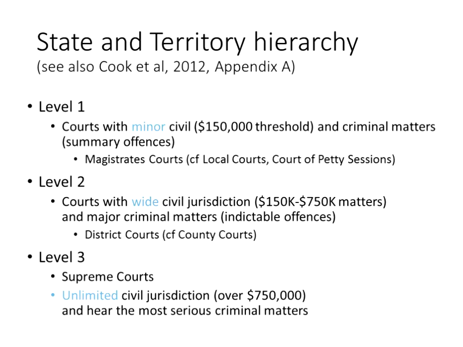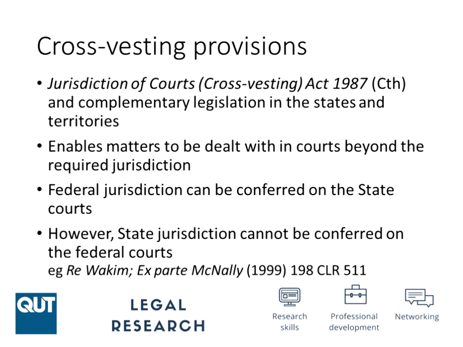Then if you go up the tree a little bit, the district courts or county courts, depending on which state you're in, have a wider civil jurisdiction of up to $750,000. And then the criminal matters are more indictable offences. Level 3 is the highest level in the states, and that is unlimited civil jurisdiction. This is through the Supreme Courts, so anything over that $750,000 threshold, and then the most serious criminal matters. Definitely murder, rape, all those types of things will go through the Supreme Court.